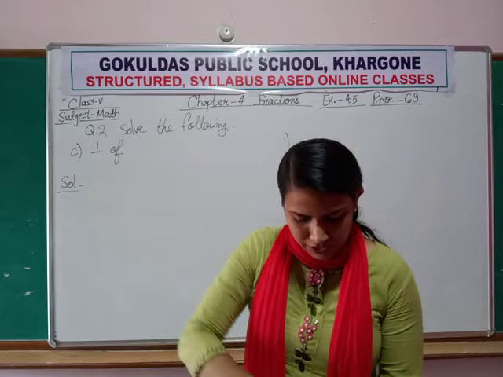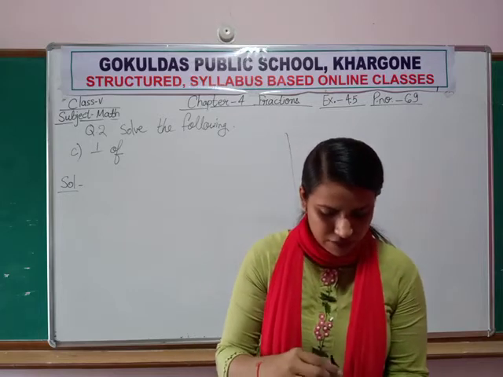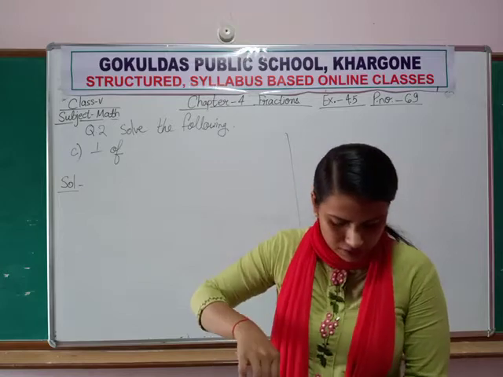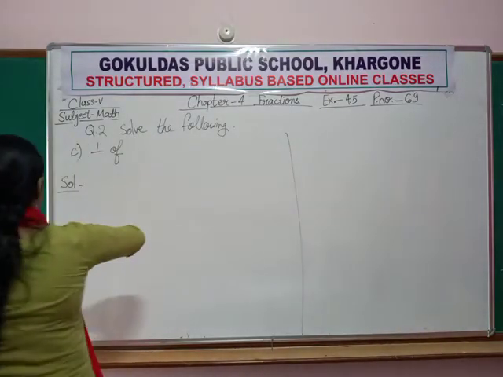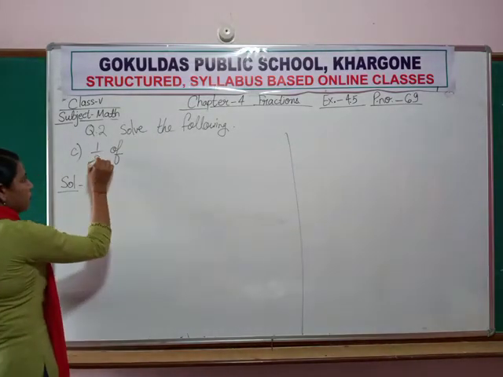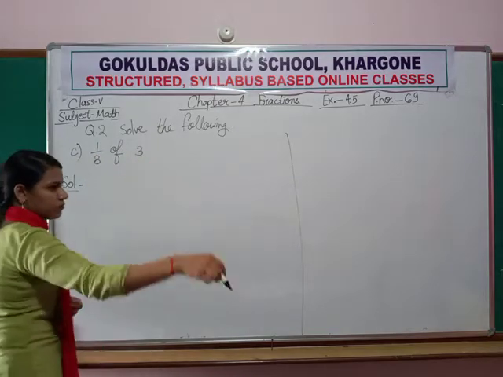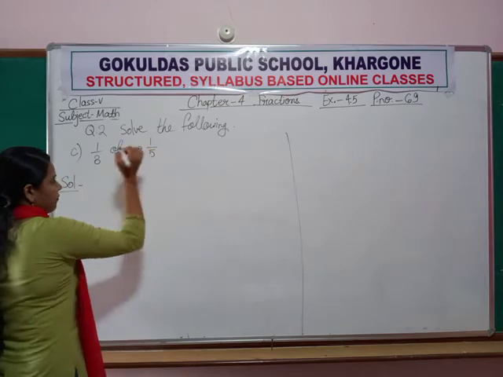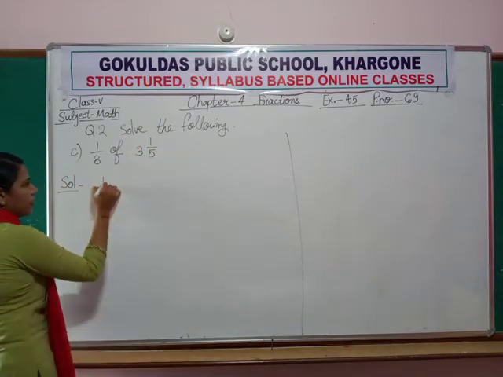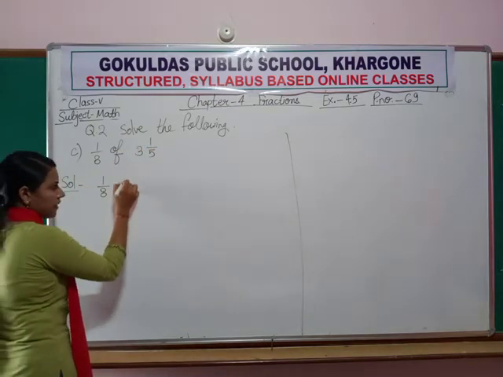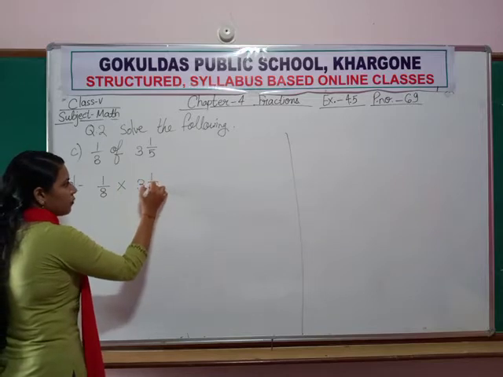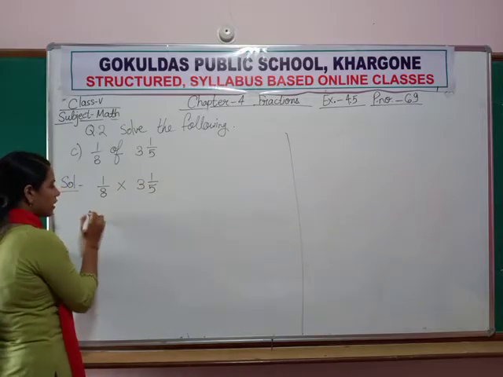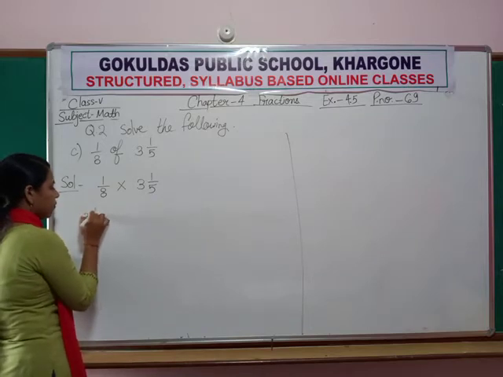In question number C, the given fractions are one normal fraction and another one a mixed fraction, right? 1 upon 8 of 3 and 1 by 5. Now 1 upon 8 of means multiply, 3 and 1 upon 5. Now 3 and 1 upon 5 is a mixed fraction. So first of all we will convert it into an improper fraction.